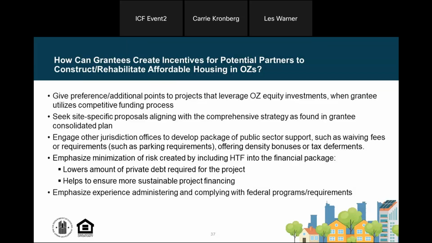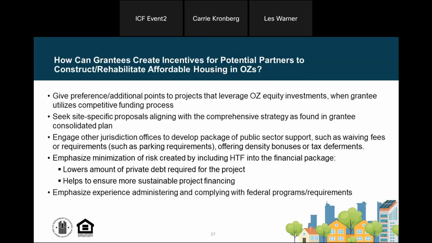So for instance, perhaps another department could offer funding for infrastructure in support of housing development, and the grantee's department could offer HTF to complement that. And then working with local government partners, they may also be interested in offering incentives such as waiving fees or requirements, such as parking requirements, offering density bonuses, or deferring taxes.